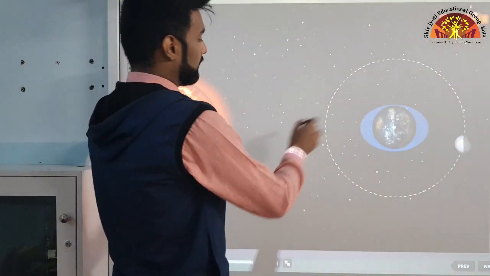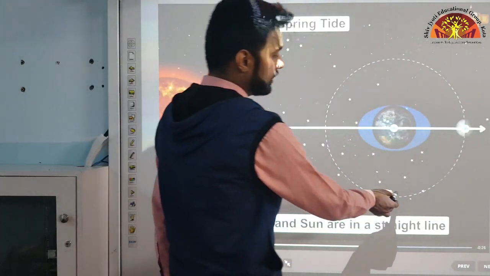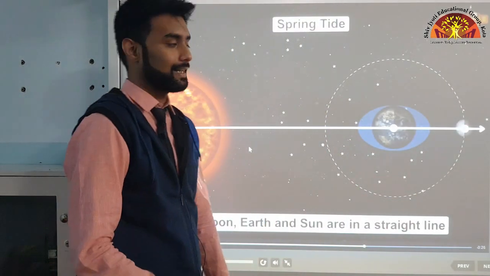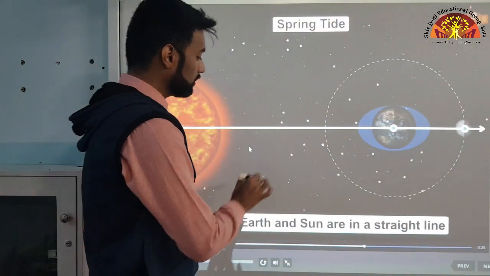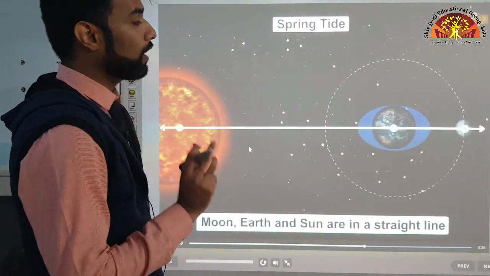Now, the moon will travel. After 7 days, what will happen? The moon will travel from its initial place to another place, the second place. As you can see, the moon, earth and the sun are in a straight line. Now what will happen?